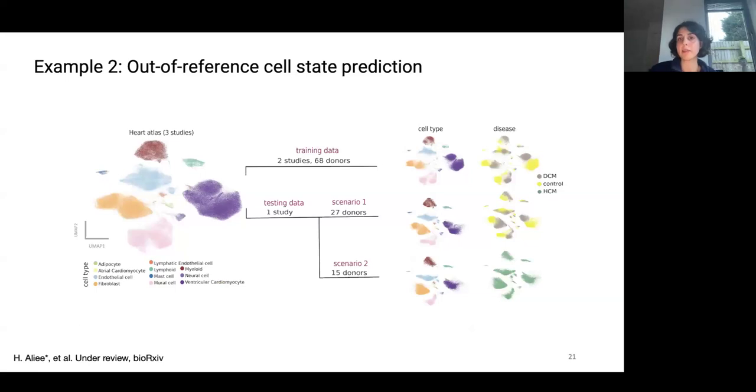And the second example is about prediction. This is a generative model, but how does it work for prediction? One of the ways to study this prediction performance is separating the data into training and testing data and making the predictions on that. So for this, here I'm showing you 3 data sets, 3 studies.